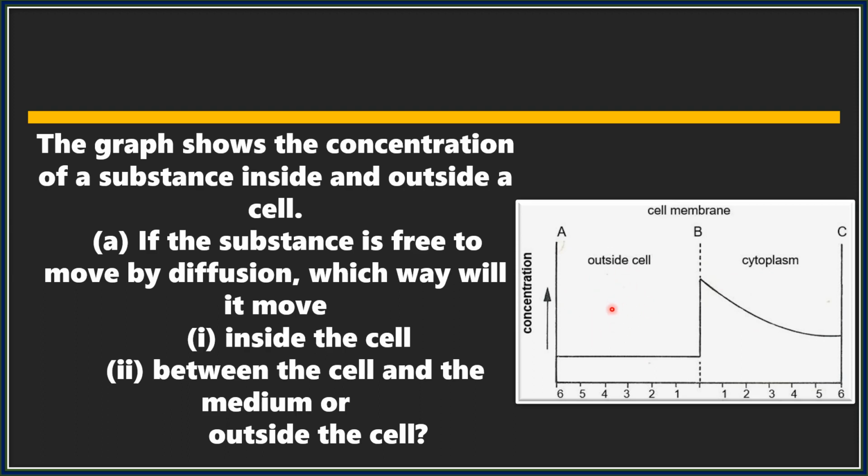So they are asking us if the substances are free to move by diffusion, which way will they move? Inside the cell, you tell us how they will be moving here inside the cell. How will the substances be moving inside the cell? And part 2, between the cell and the medium or outside. How will substances be moving between the cell and the medium outside? You can pause and try to think about it.